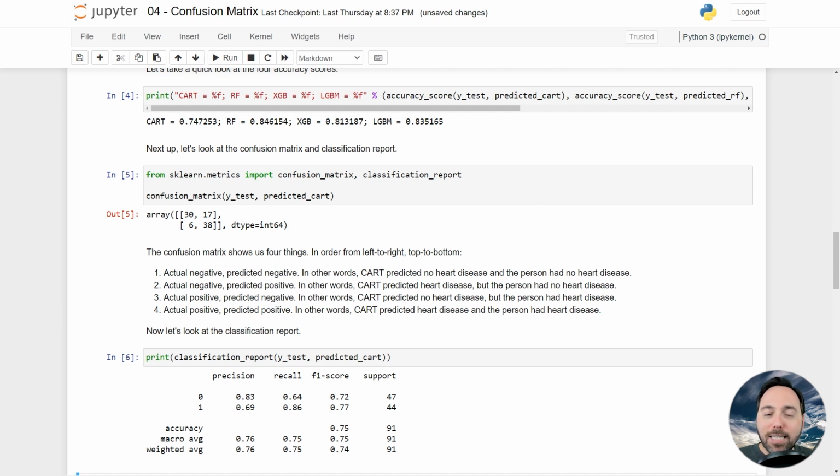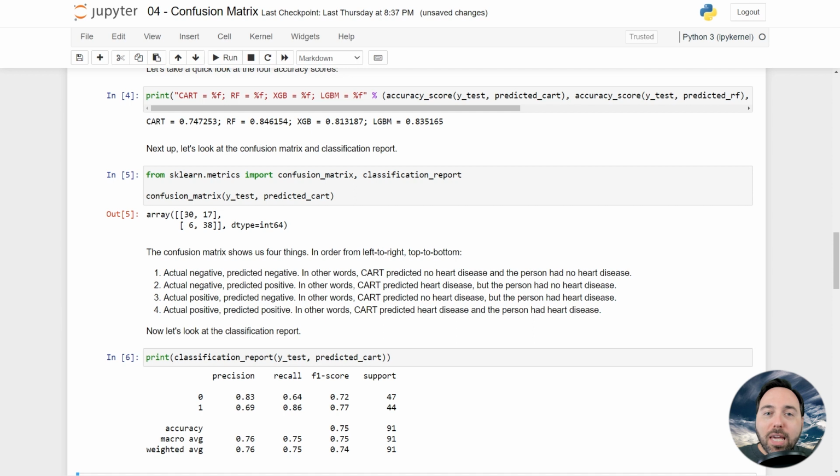For class 0, meaning no heart disease, we were right 30 times and wrong 6 times, for a precision of 83%. For the heart disease class, we were right 38 times and wrong 17 times, so our precision for predicting heart disease is 69%. Recall, meanwhile, asks, given a particular outcome, how likely were we to have predicted this?